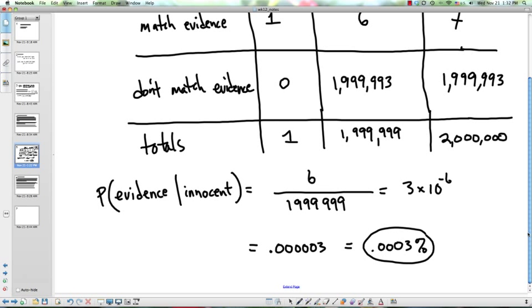Okay, so 3/10,000ths of a percent. 3/10,000ths of a percent that if somebody is innocent that they match the evidence. So this makes the person look guilty, actually, because what this question is doing is saying that if you're innocent, the chance of you matching the evidence is incredibly small. So it's not likely. It looks like a very small chance that somebody would actually match the evidence, and therefore they look guilty. Right?